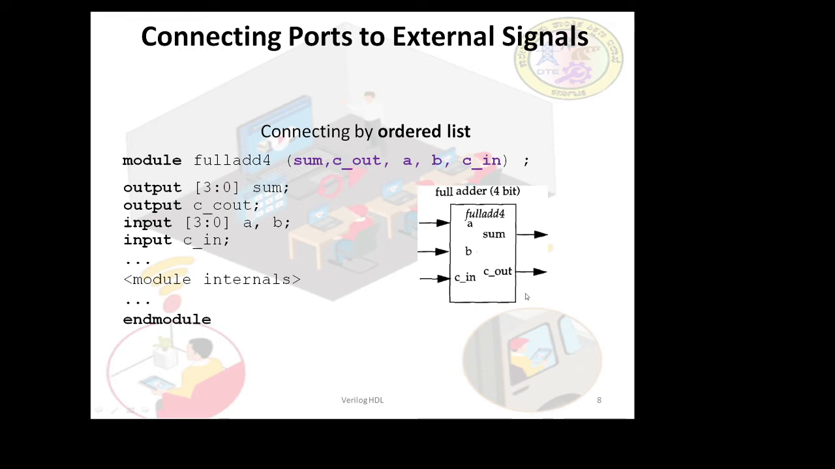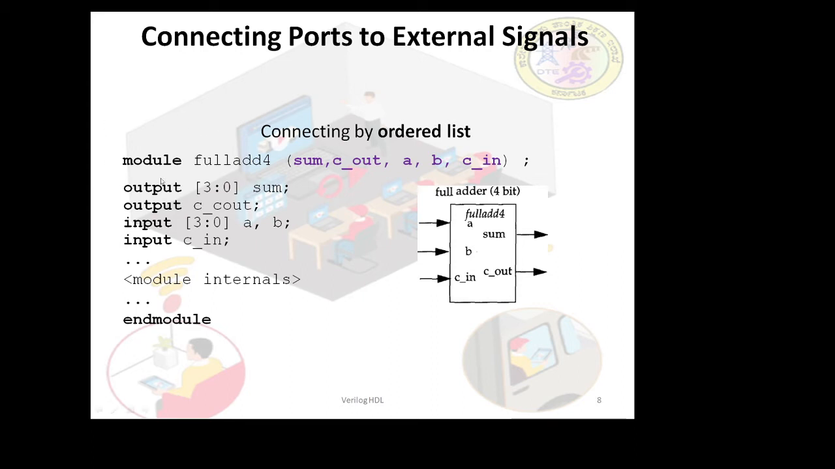This is how we will write the module, followed by the module name full_add4, and these are the port list we have: sum, C_out as the outputs. So first we write the outputs followed by the inputs A, B, C_in, and then close the parenthesis and terminate it with a semicolon. First the outputs are written, that is sum, C_out, followed by the inputs A, B, C_in. All these variables are separated by commas. Within the parenthesis we write them and then terminate with a semicolon.